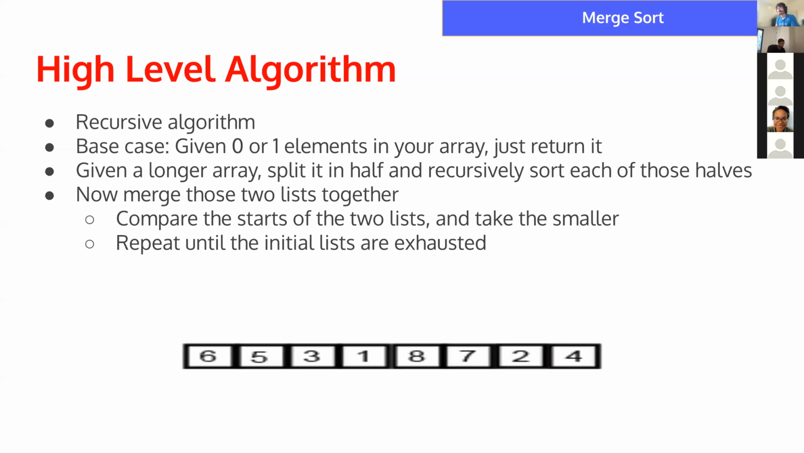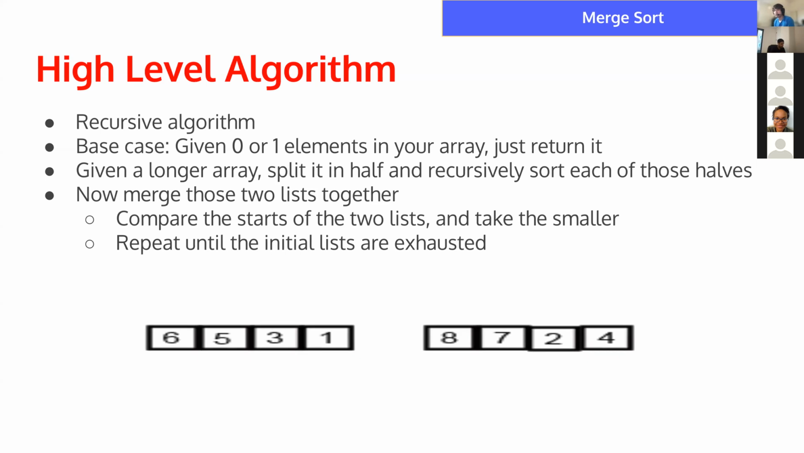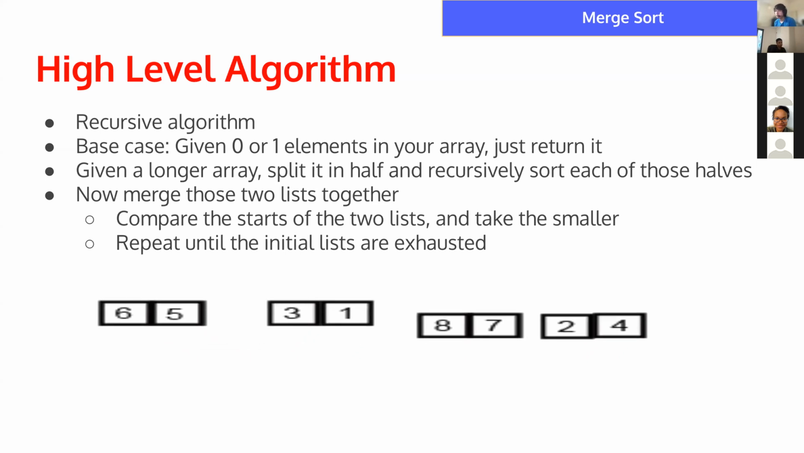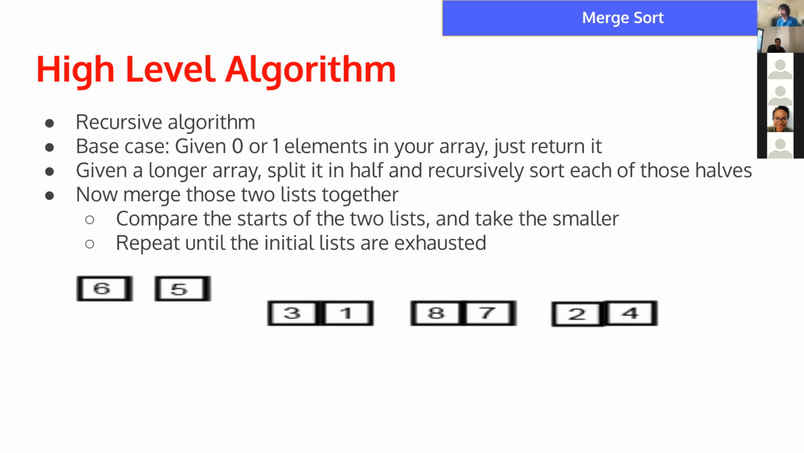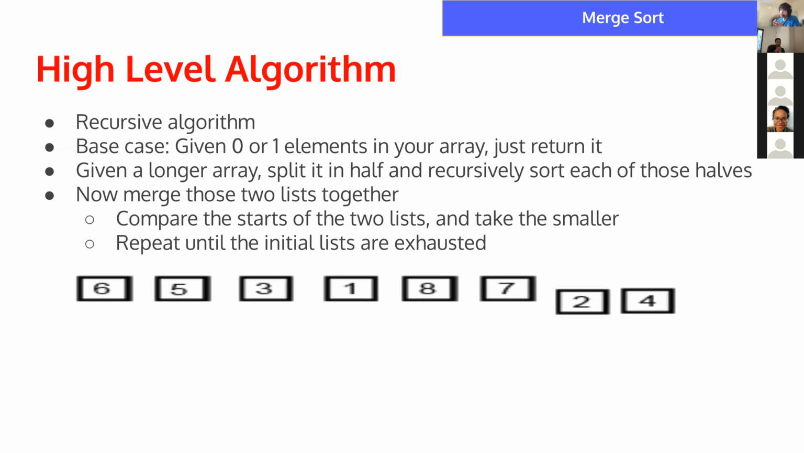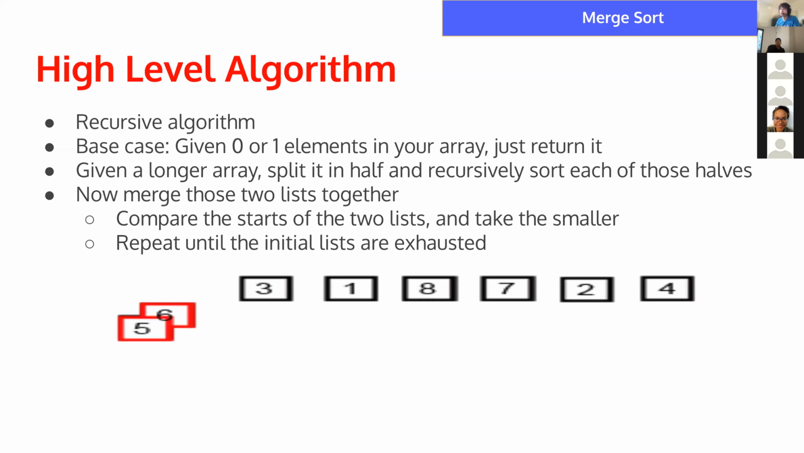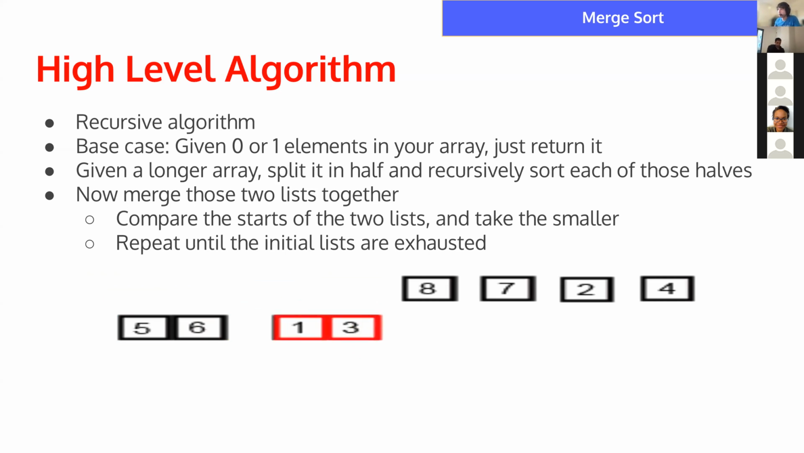So the idea of merge sort is that it's going to be a recursive algorithm. Our base case, as we should have for every recursive algorithm, is that if our array has 0 or 1 elements, then it's already sorted, so we can just return it. But what if we have a longer array, one that has 2 or more elements? What we're going to do is take it, split it in half, and recursively call sort on each of those halves.